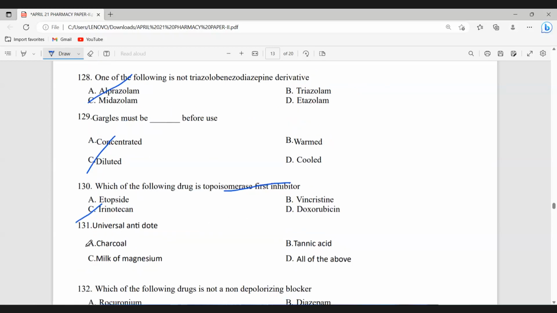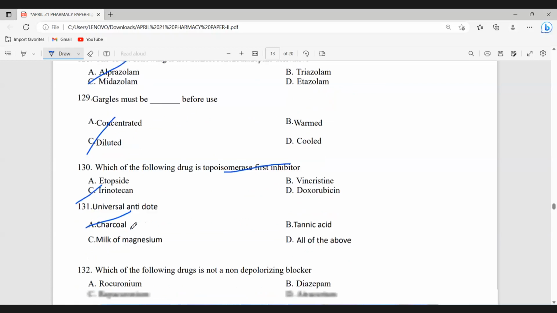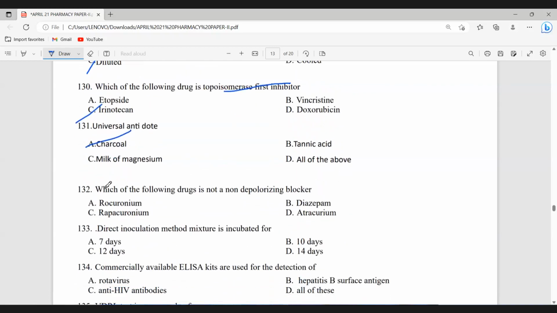Universal antidote is charcoal. Then 132. Which of the following drugs is not a non-depolarizing agent? 132 is a direct question. That is diazepam, not a non-depolarizing blocker, it is a benzodiazepine.